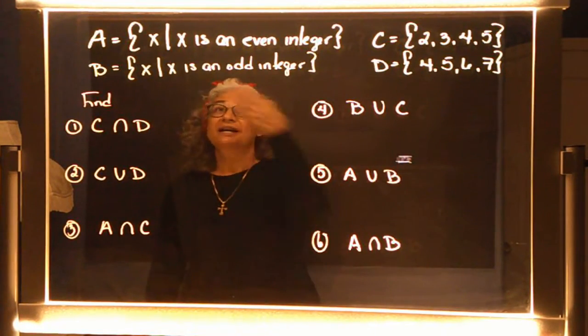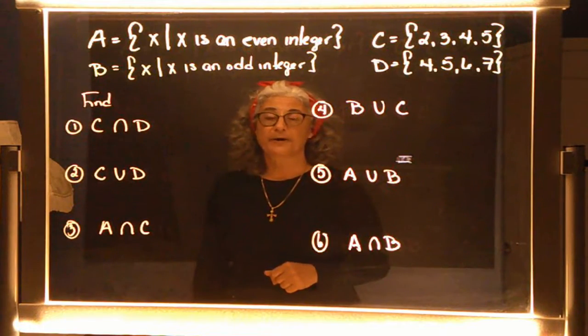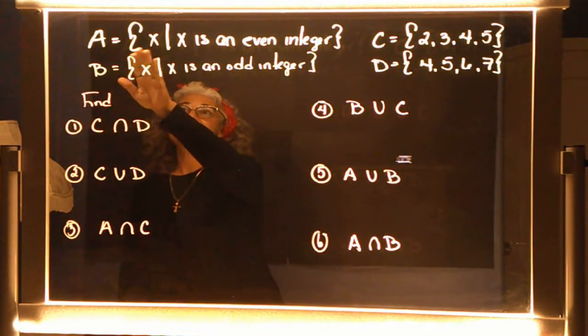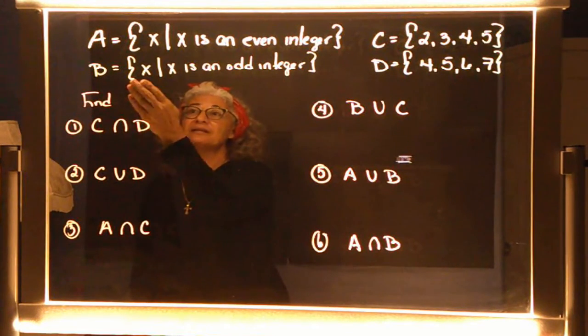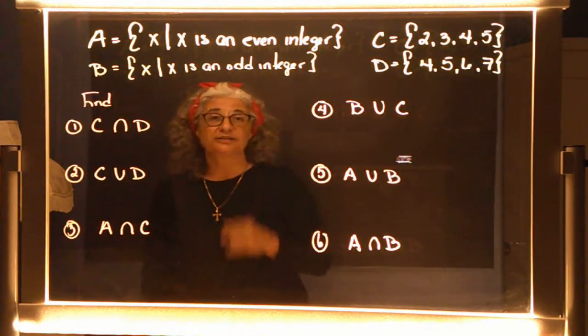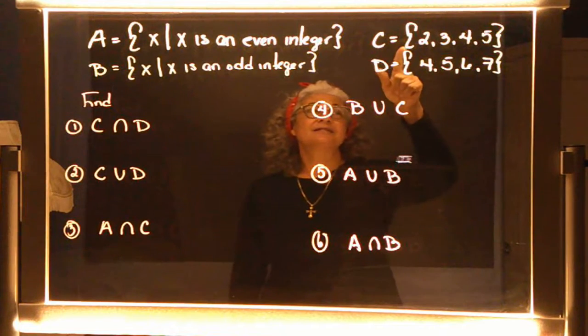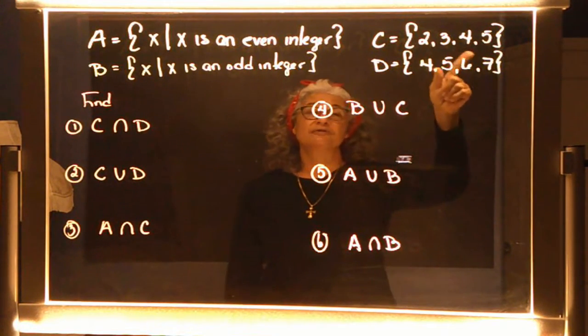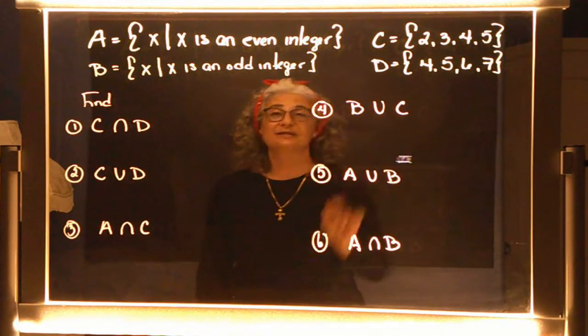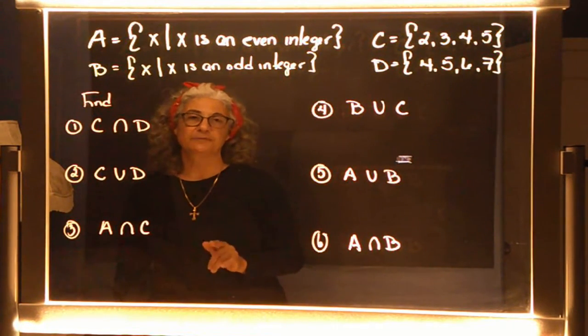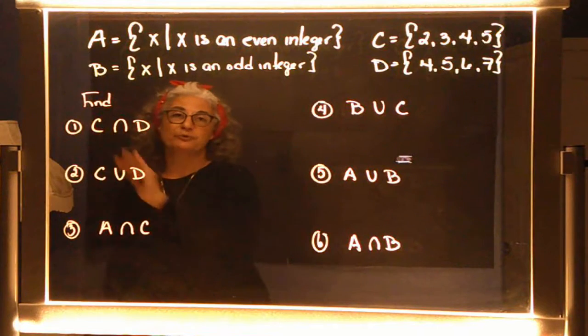Okay, as promised, here are the 4 sets that I was speaking about. Set A is the set of x such that x is an even integer. Set B is the set of x such that x is an odd integer. C is the set of the numbers 2, 3, 4, and 5. And D is the set of numbers 4, 5, 6, and 7. Got it? Okay, so let's look at problem number 1.